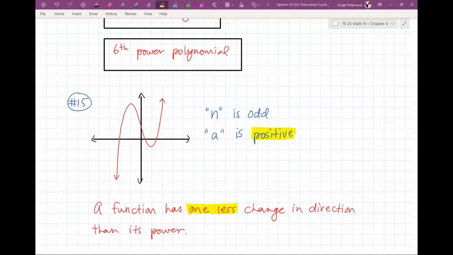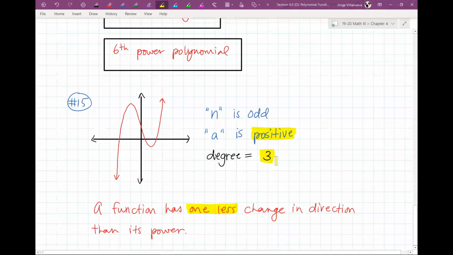Now the power is 3, because the changes in direction should be 1 less. So if the power is 3, you take away one of them, you have 2 changes in direction. That's what that one is. So that's a power of 3. Okay? So I'm going to write third or cubic, I guess you can say, the degree of the function. So you're going to say degree equals 3.